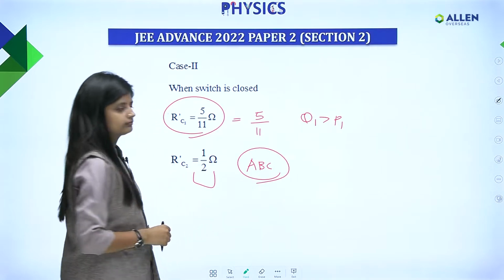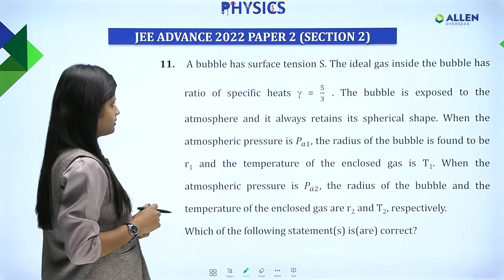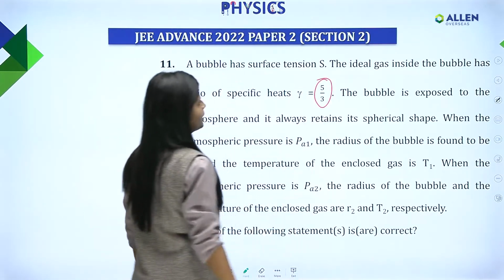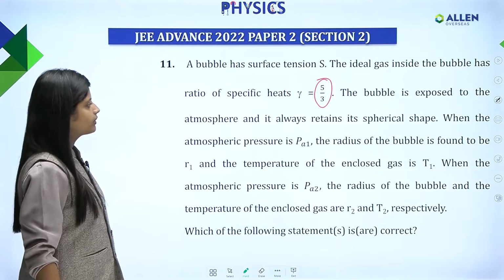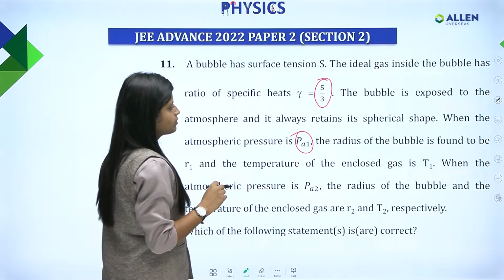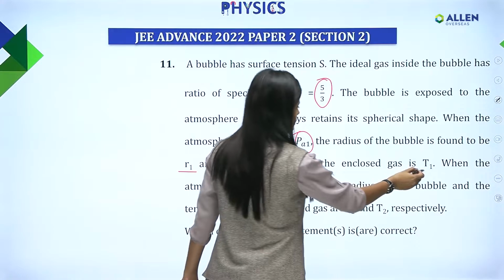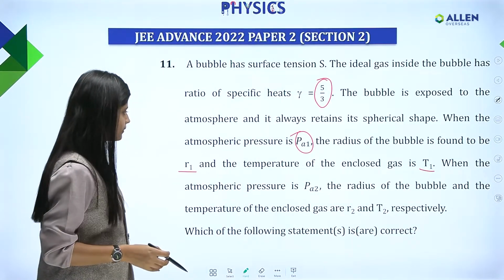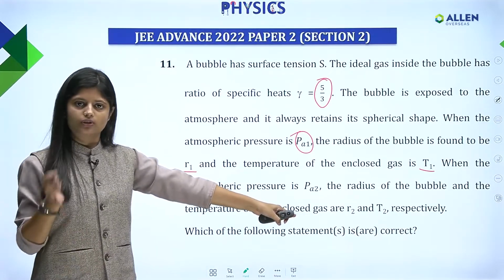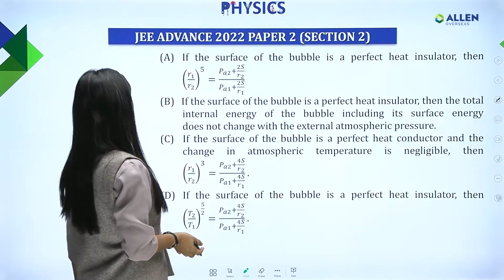ABC. Fine. So the next question is, a bubble has surface tension S. The ideal gas inside the bubble has ratio of specific heat 5 by 3. Bubble is exposed to the atmosphere and it always retains its spherical shape. When the atmospheric pressure is PA1, the radius of bubble is found to be R1 and the corresponding temperature of the enclosed gas is T1. And when atmospheric pressure is PA2, radius is R2 and the temperature of the gas is T2. So we have to select the correct alternative.